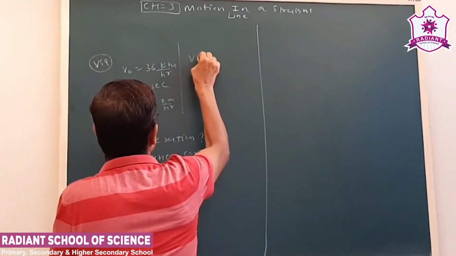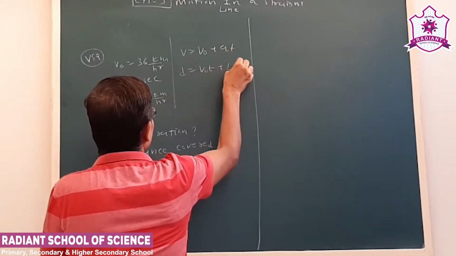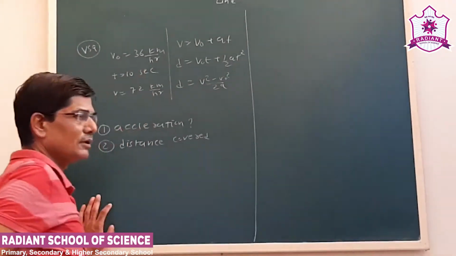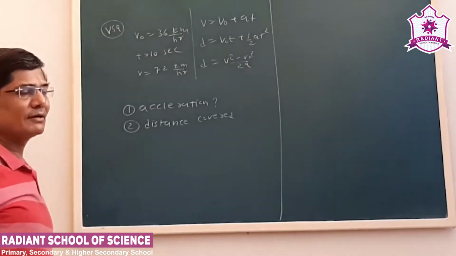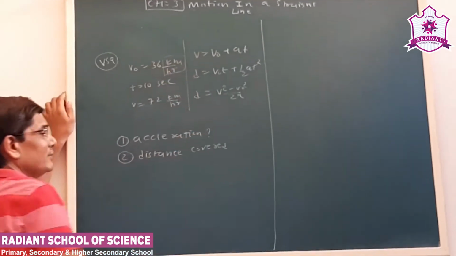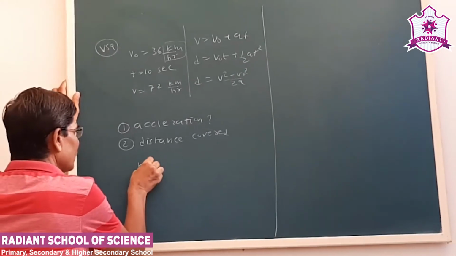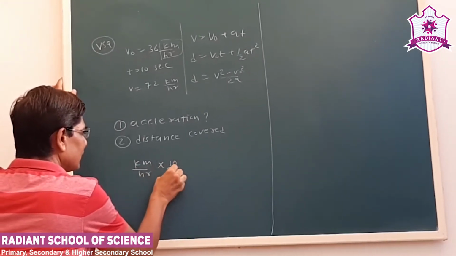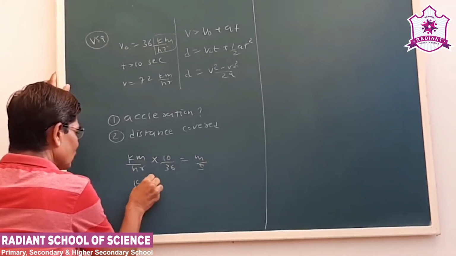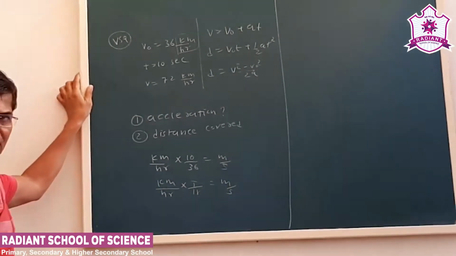We derived the equations v is equal to v0 plus at, d is equal to v0 t plus half at square, and d is equal to v square minus v0 square upon 2a. One thing we have to keep in mind: generally we use the MKS or SI unit system, so we should convert kilometer per hour into meter per second. We have to remember the simple formula: kilometer per hour into 10 upon 36 is meter per second. Earlier you used to solve like this with 5 upon 18 also. That will fetch us the same result.